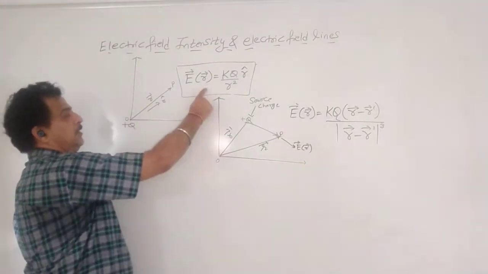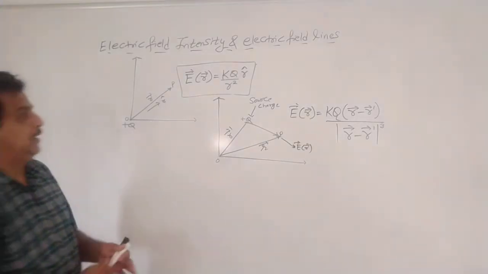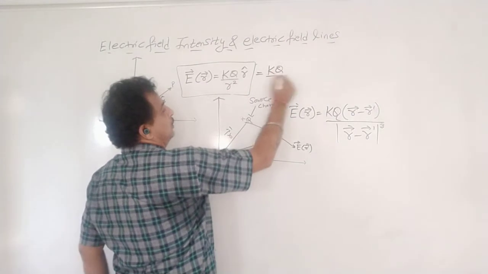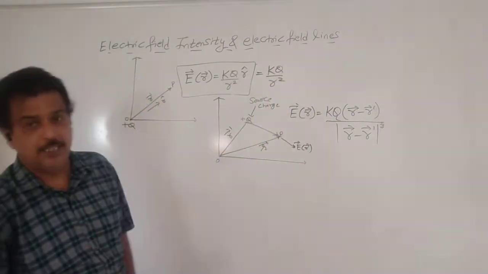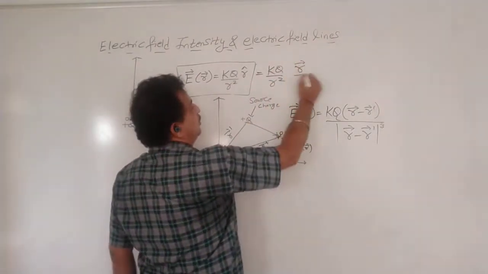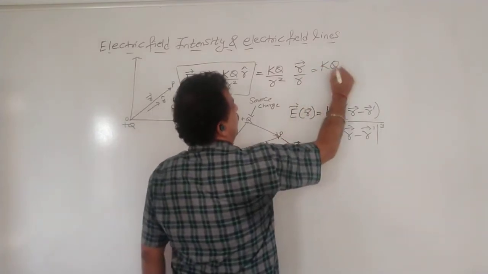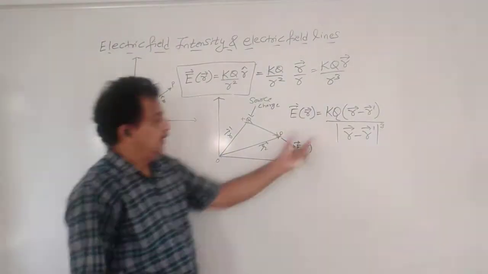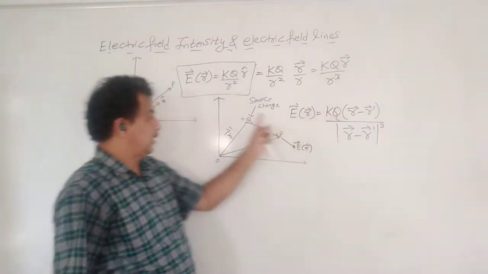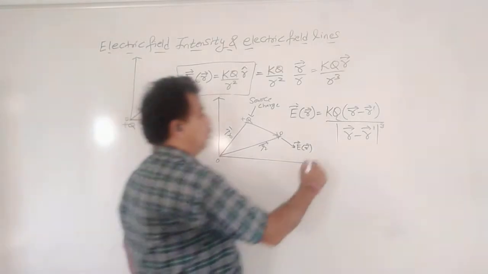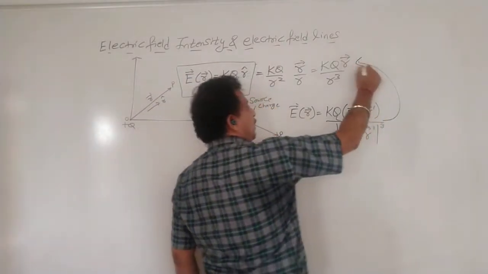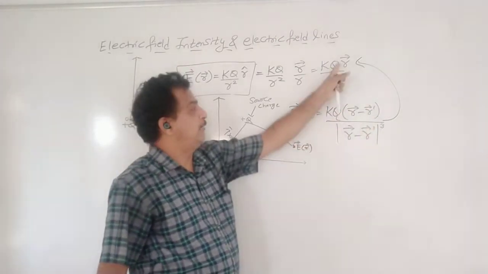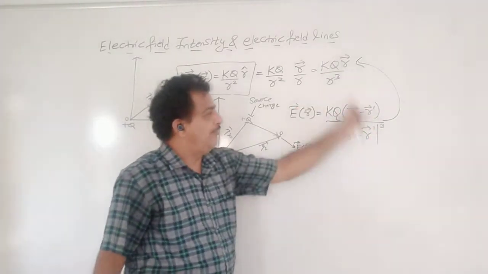This is the case where the source was at the origin, and it can also be written as K source upon R square. Now a unit vector can be written as the vector divided by its magnitude. So it comes out to be KQ R vector upon R cube. Now check this. If this capital Q or the source comes at the origin, R dash becomes 0 and the expression turns out to be KQ, R vector divided by the modulus of R cubed.